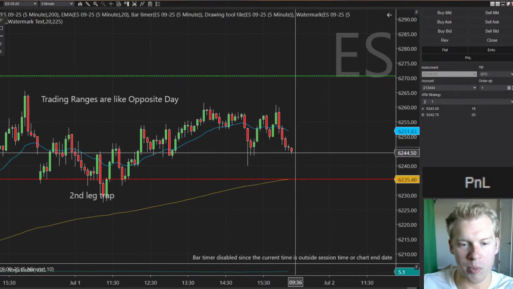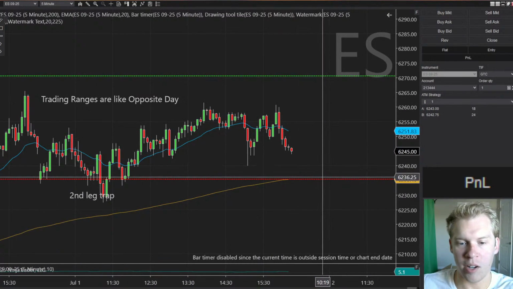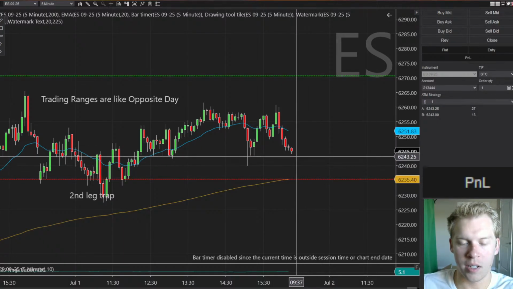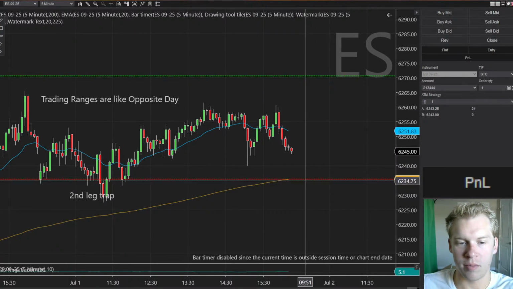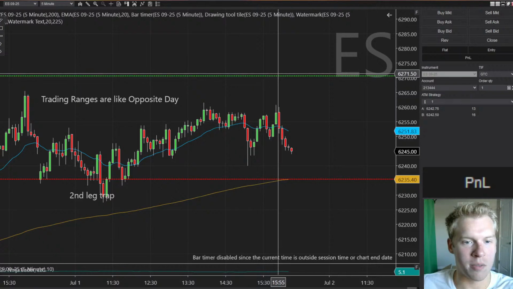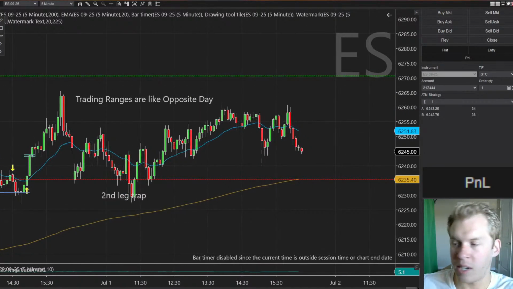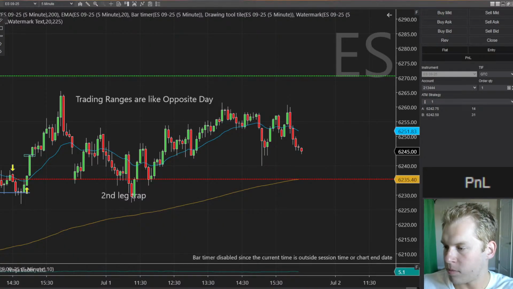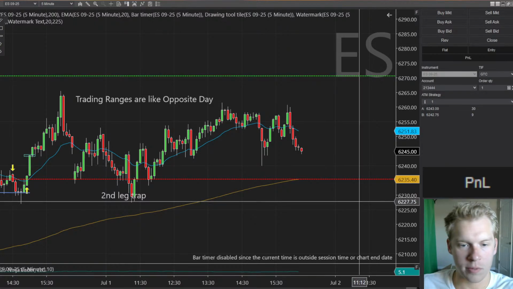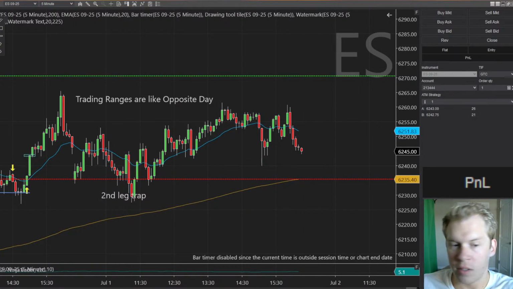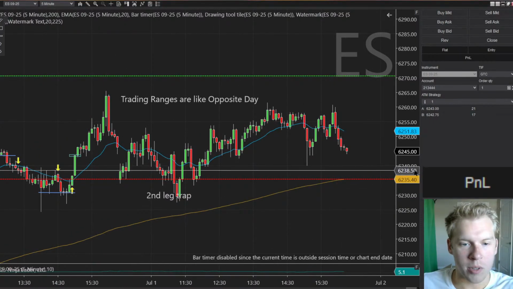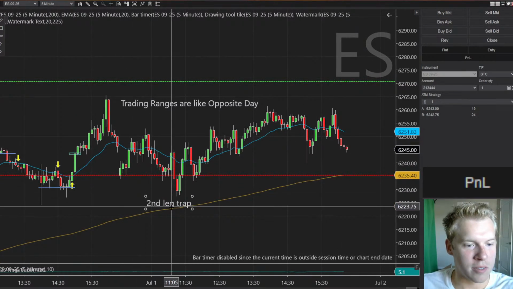A lot of the times the market will rush to one side or the other and then find support or resistance and then reverse. So these are kind of potential reversal points. So it's always nice to have some context during the day. What else? So yesterday was a trading range day.